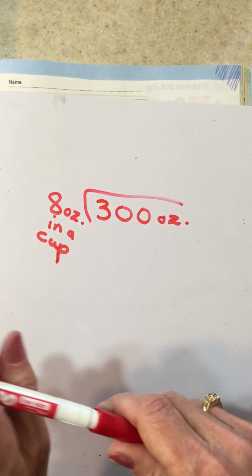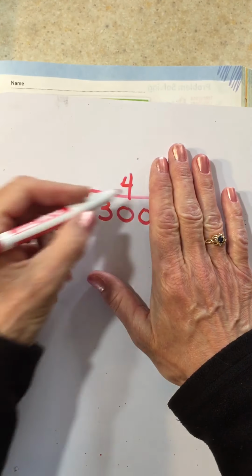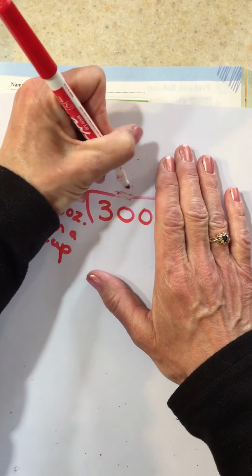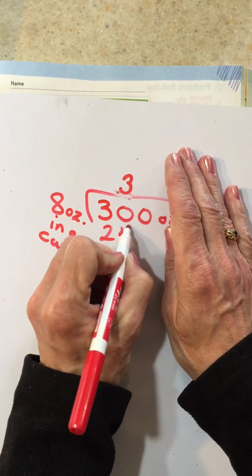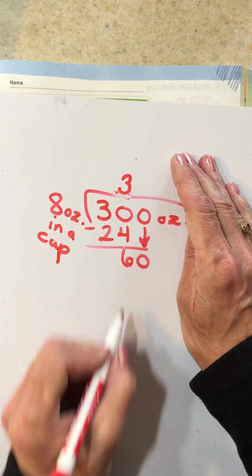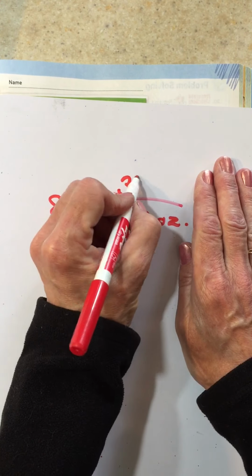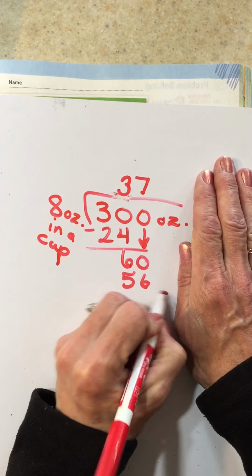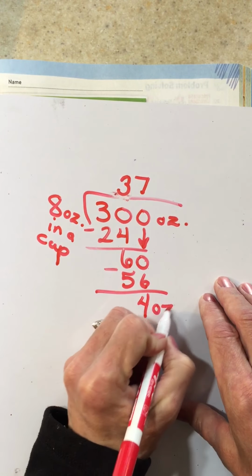Okay, 8 does not go into 3, but it goes into 30. 4 times. Nope, oops. 3 times. 3 times 8 is 24. 30 take away 24 is 6. Bring down your 0. 8 doesn't go into 60 exactly, but 8 times 8 is 64. That's too big, so we'll do times 7, which is 56. 7 times 8 is 56. Subtract. 60 take away 56 is 4. You'd have 4 ounces left over.